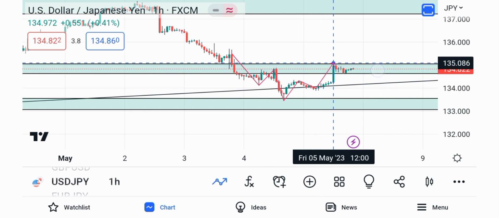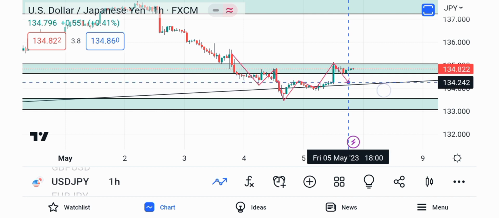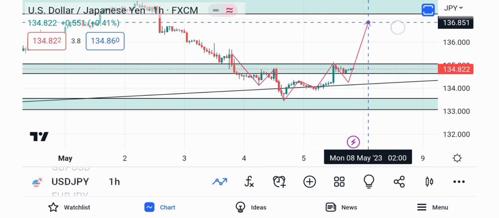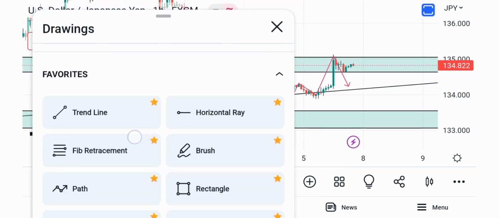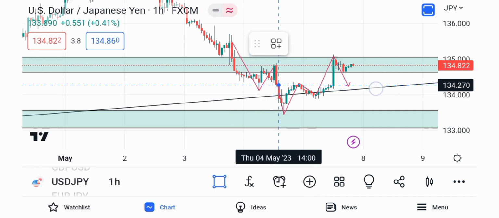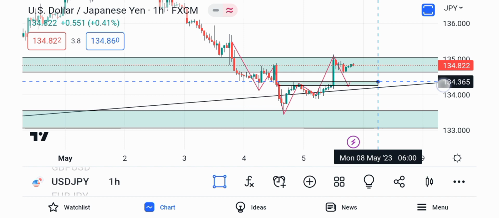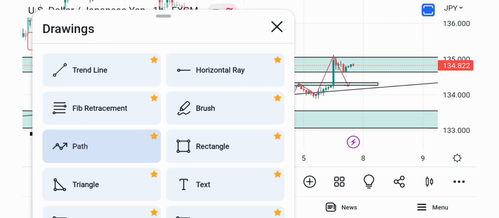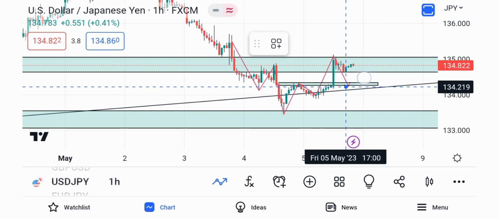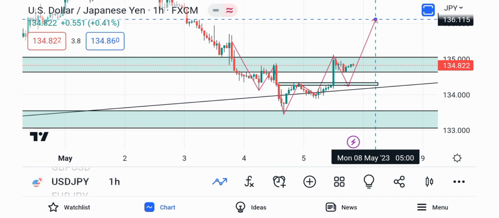So we are expecting price to come to this point, then continue upward. But let's study where price might come to. It's likely price will drop to this point, then continue upwards. So it's likely that price might come to this point, then continue upwards.